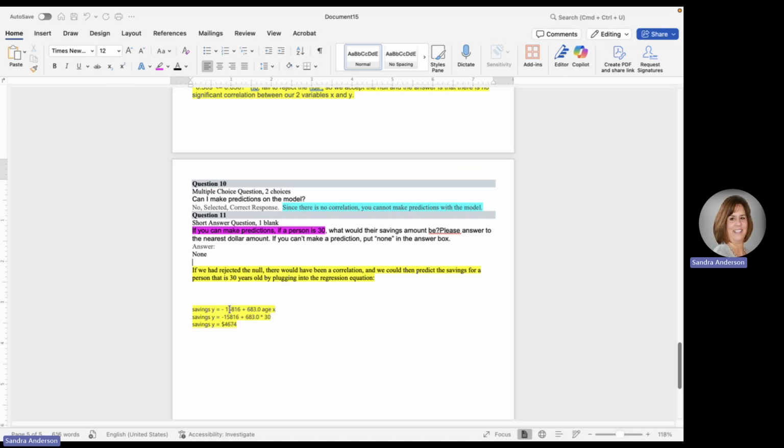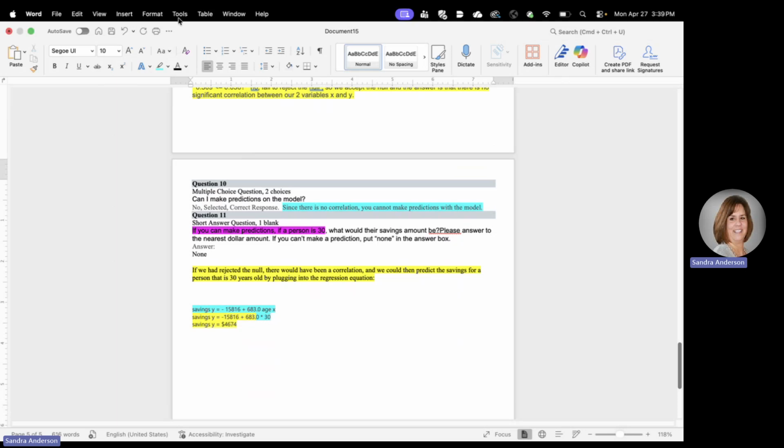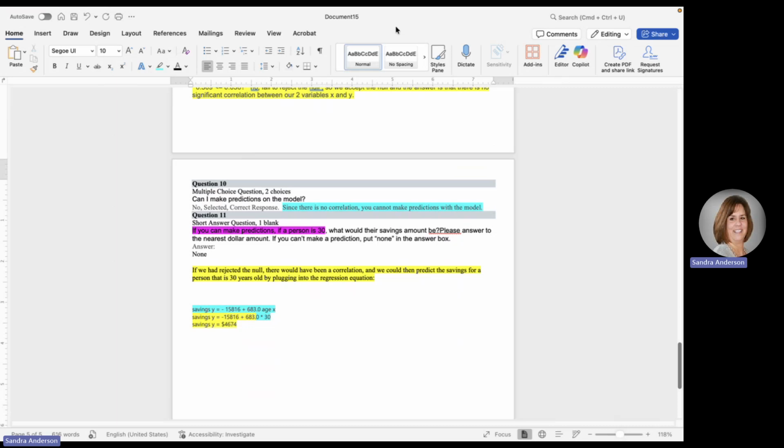So the savings would be equal to, and this was our regression equation, and we would plug in where the age is 30. And once we plug that in and use our calculator, we find that if a person is 30, their savings would have been $4,674. So I hope that helps you be able to go through all the steps in hypothesis testing.